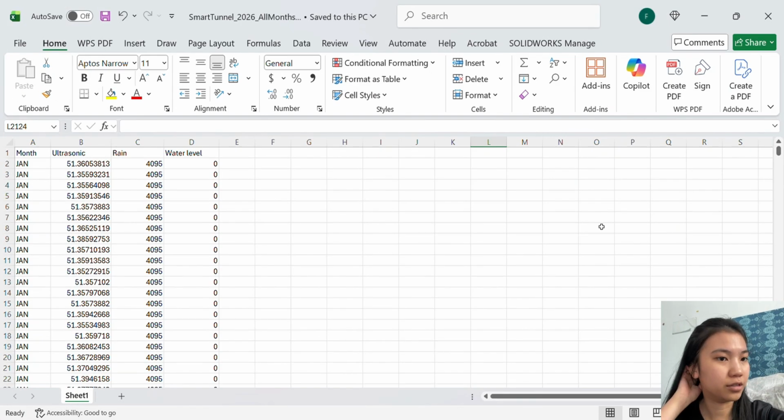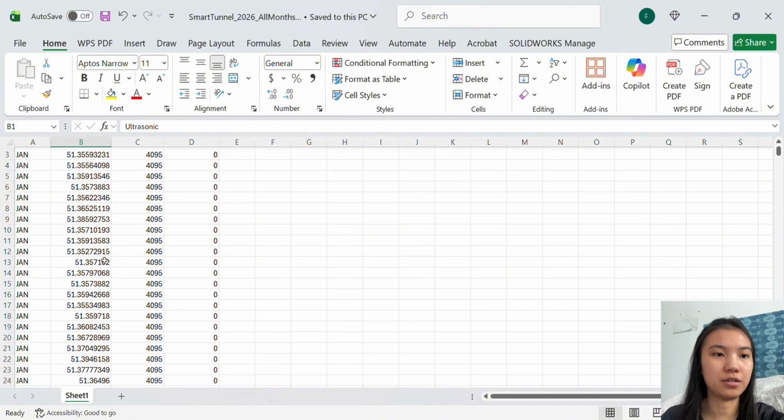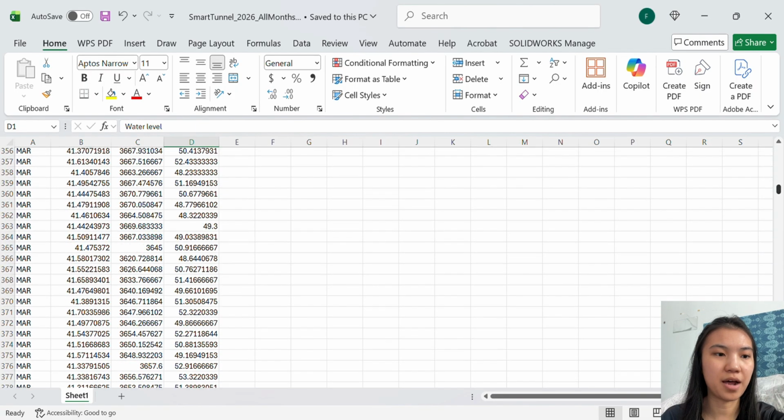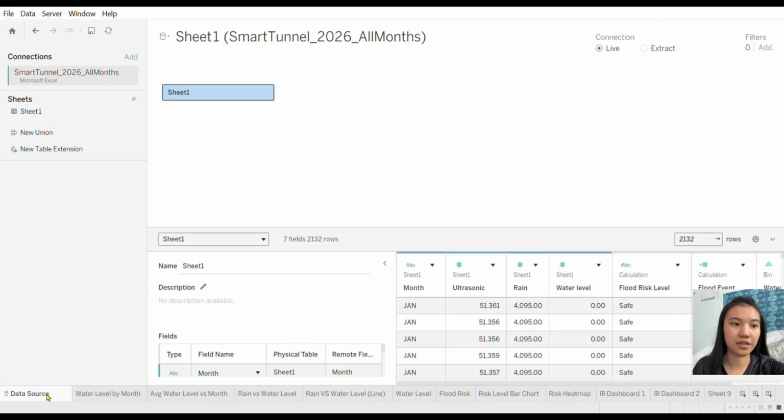So I just convert the raw data Excel into a new Excel. So I put the ultrasonic here, rain sensor here, and water level sensor here, and I insert all of the month from January until December data in the new Excel. And then after got the new Excel, I insert the new Excel into Tableau platform like this.